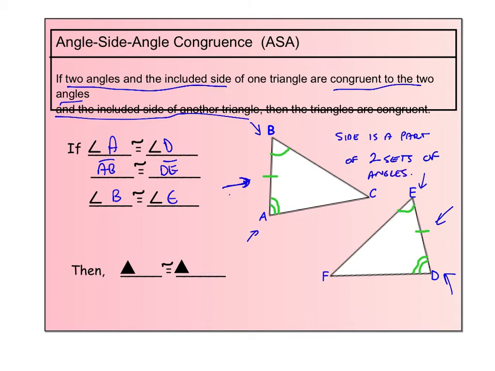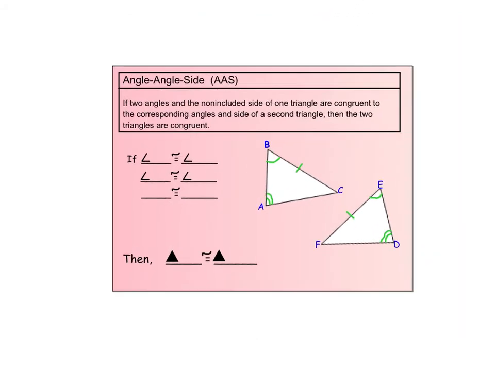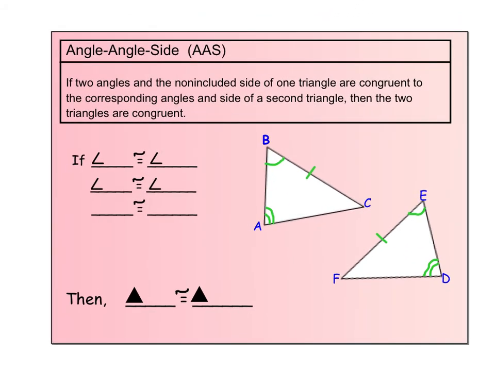Okay, so when I go ABC, that's congruent to DEF. And that's going to be my answer right there. The side that is in play here is a part of two sets of angles. And the last one, two angles and the non-included side, for angle side.